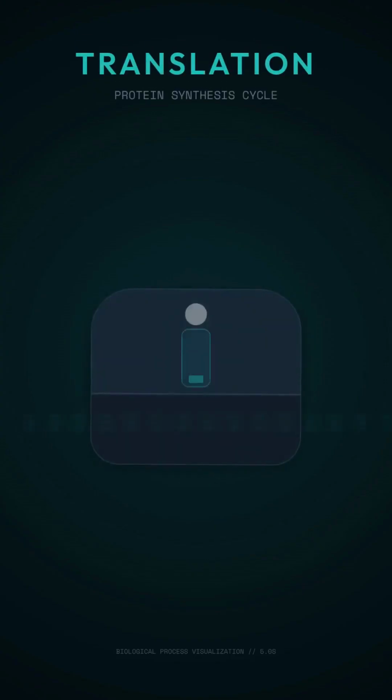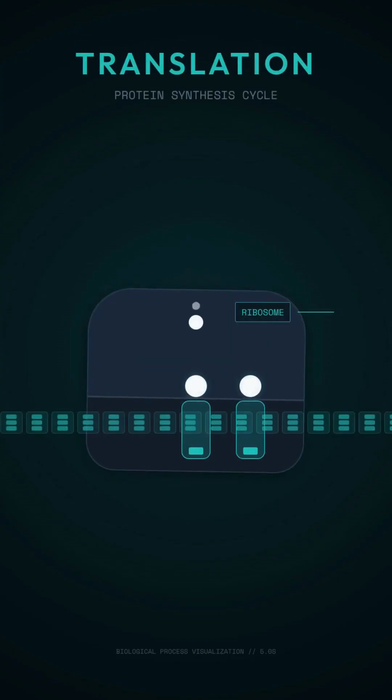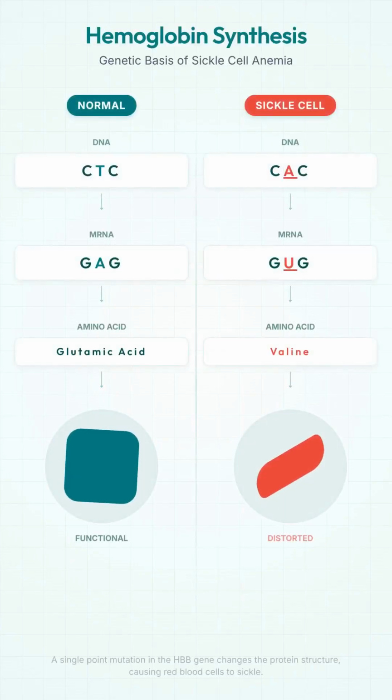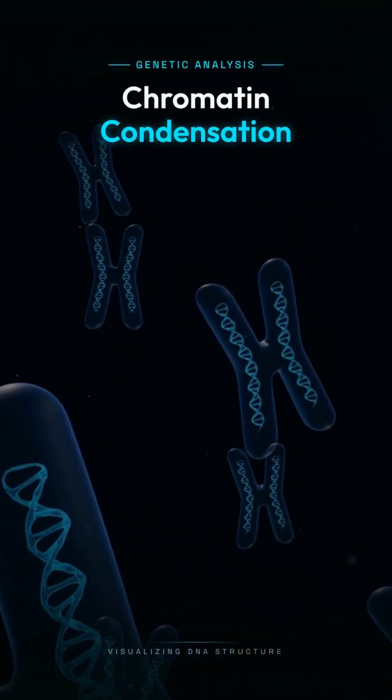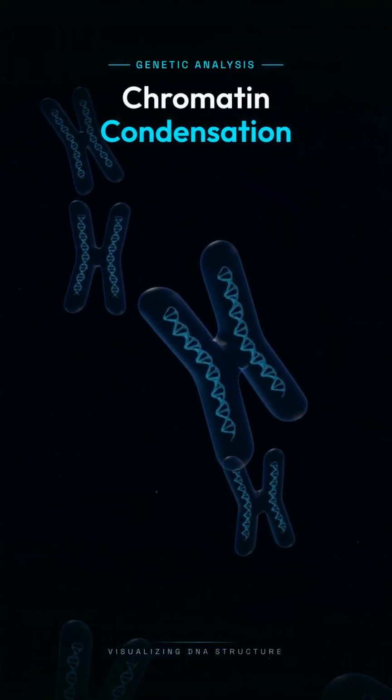In the cytoplasm, ribosomes read the mRNA to assemble amino acids into proteins. Even a single-point mutation can lead to disorders like sickle cell anemia. As the cell prepares to divide, chromatin condenses into visible chromosomes.